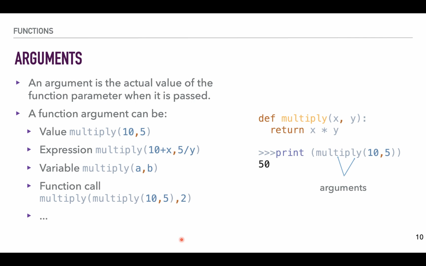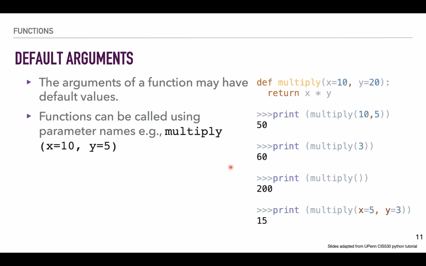A function argument is the actual value of the function parameter when passed at runtime. A function argument can be anything with a value, such as direct values, expressions, variables, or even a function call. Default arguments are the values a function would take if the function call doesn't pass the arguments. But it's something that we have to set up earlier.